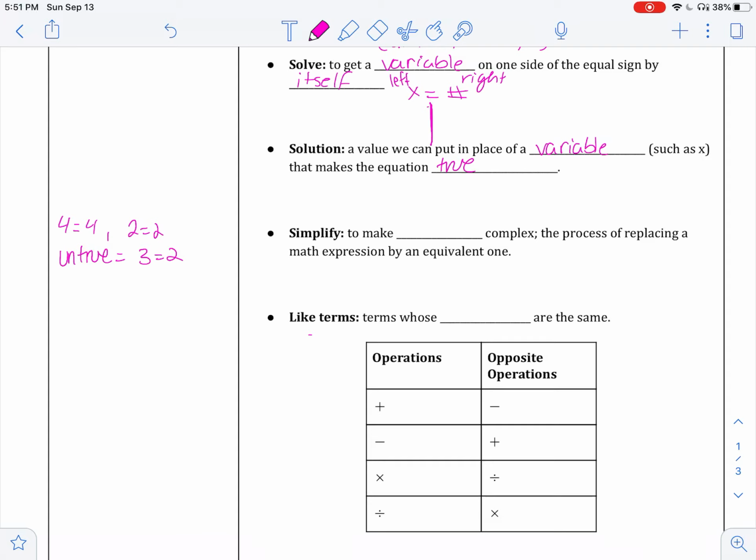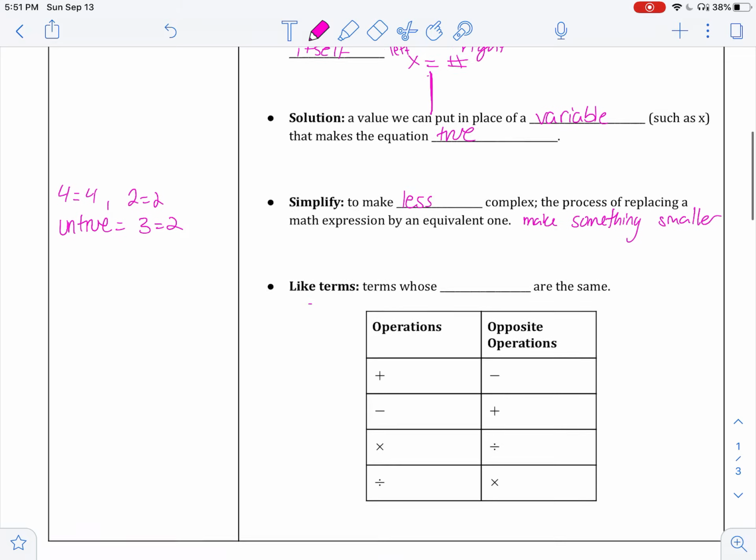Our next term is simplify, and this means to make things less complex. It's the process of replacing a math expression by an equivalent one. One thing that I like to think about when we are simplifying something is to make something smaller. We're trying to condense it. We're trying to make it smaller so it's easier to work with.